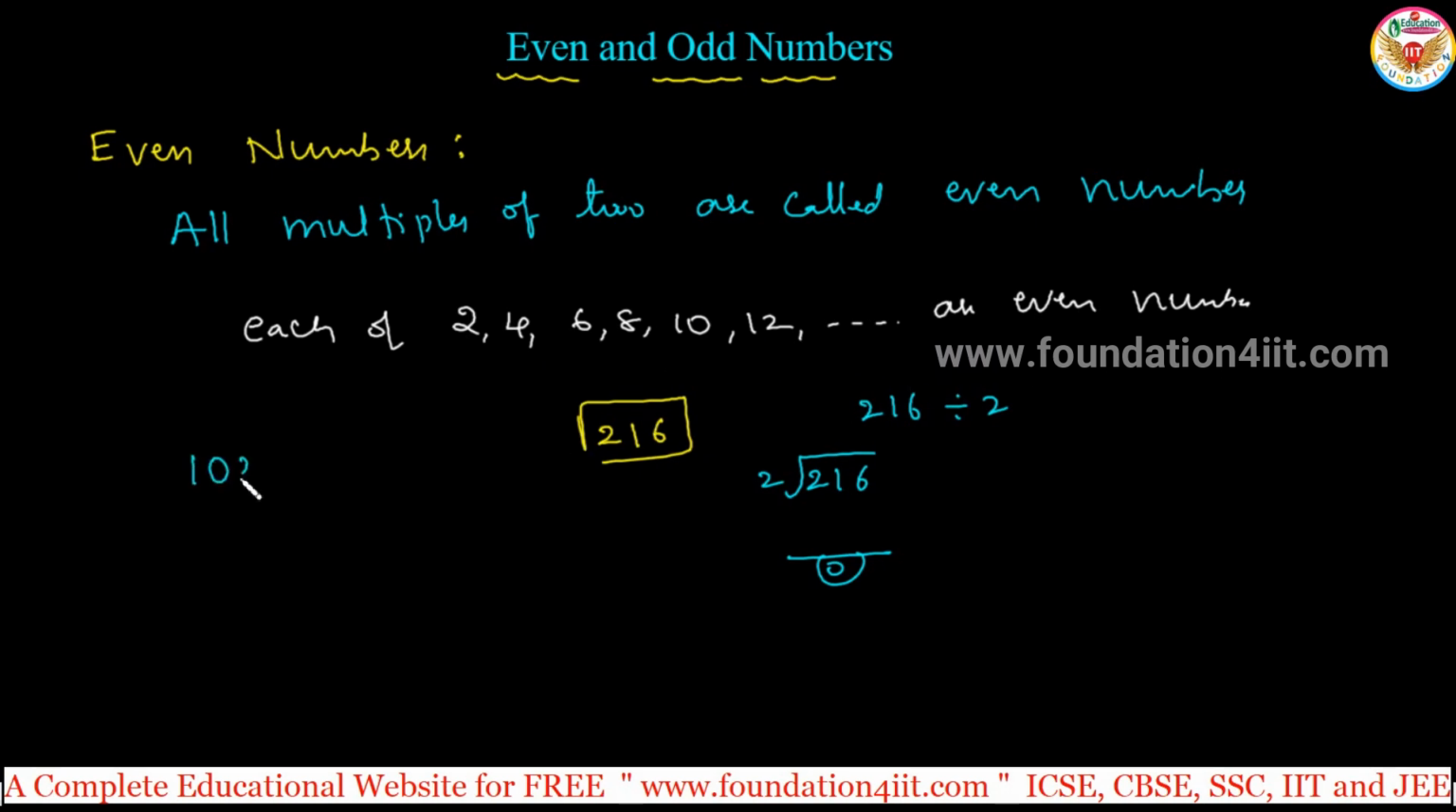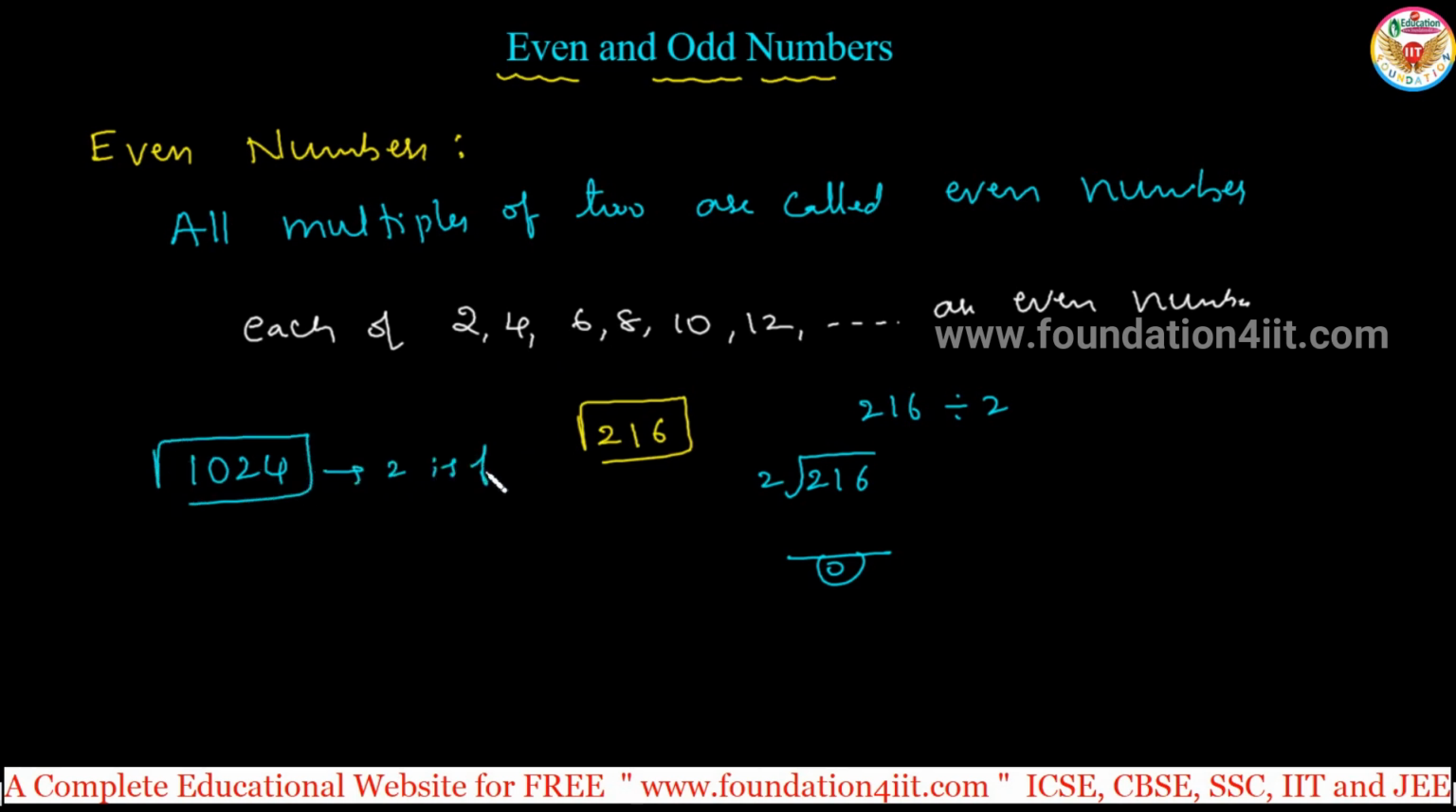Even if you take 1024, this is an even number, so 2 is a factor of this. So for every even number, 2 is a factor.